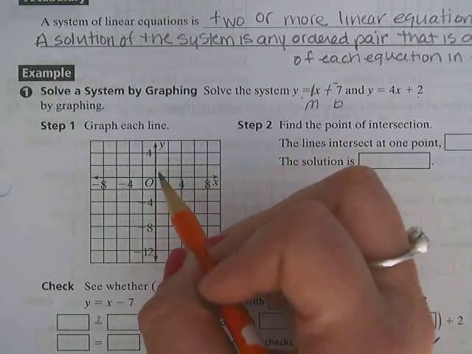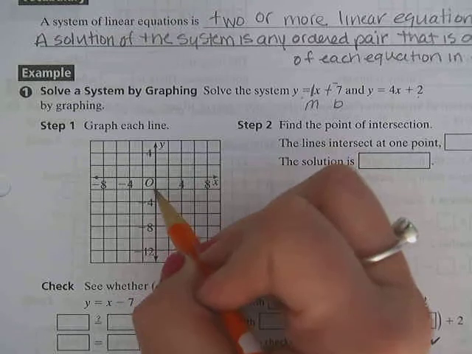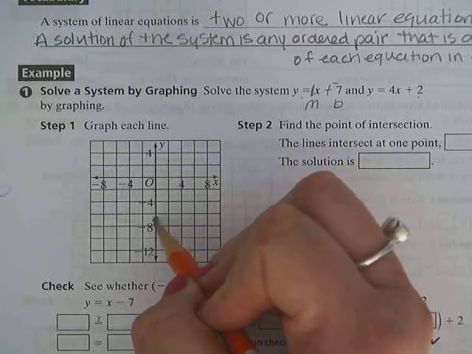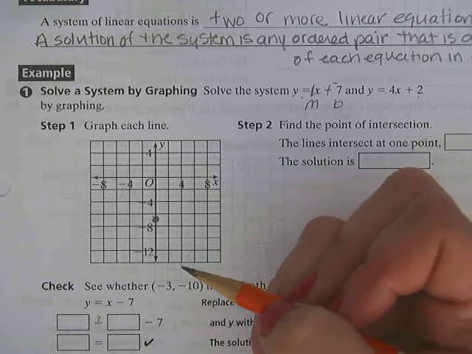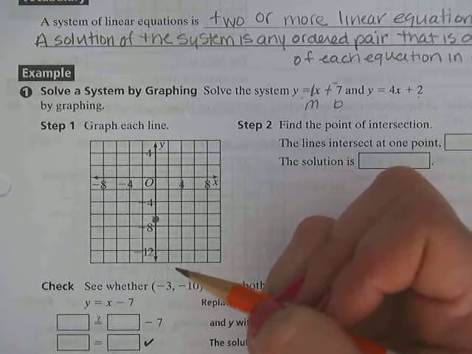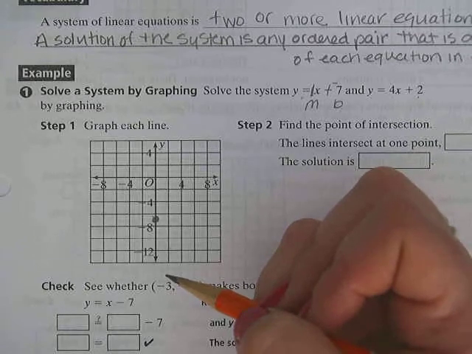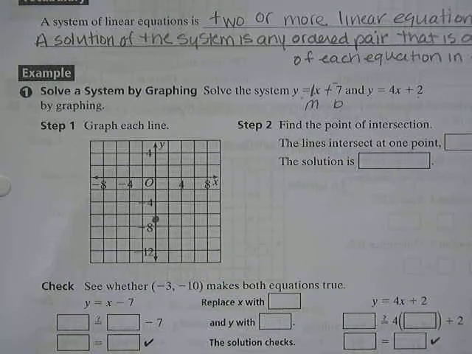So let's graph this first one. I have a slope of 1, y-intercept of negative 7. Now notice the scale on here I think is every 2. So 2, 4, 6. So my y-intercept is going to be right between the 6 and the 8. And then I have a slope of 1, correct? So that tells me rise is 1, run is 1.